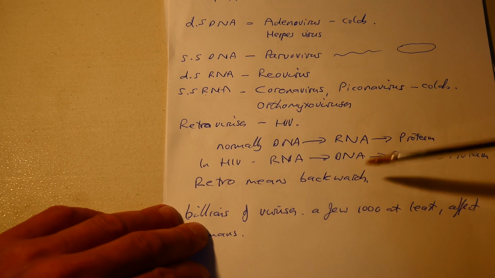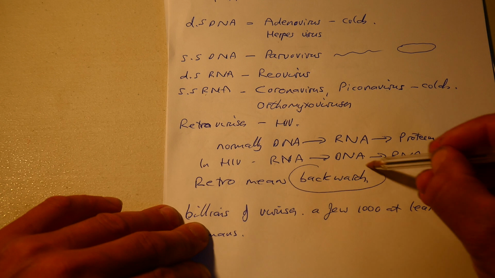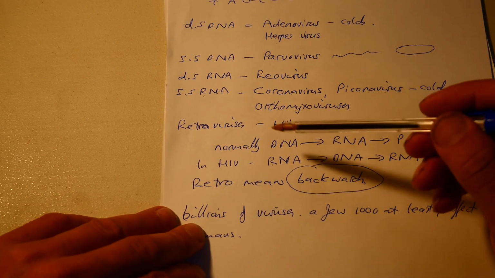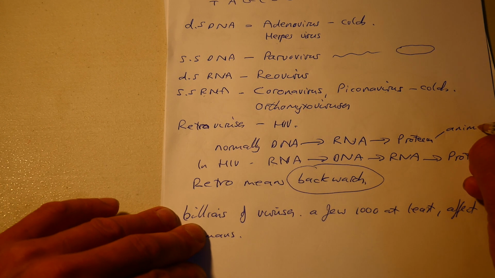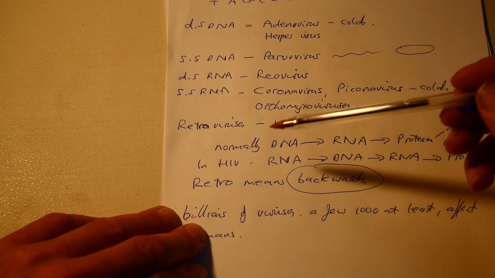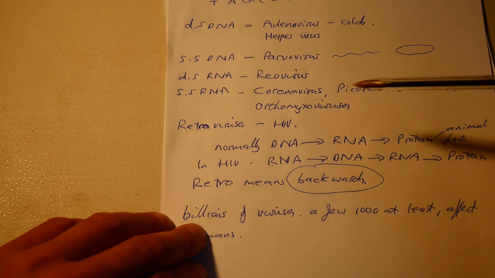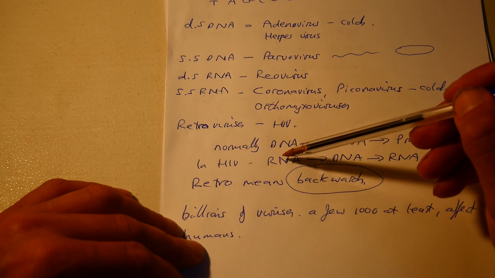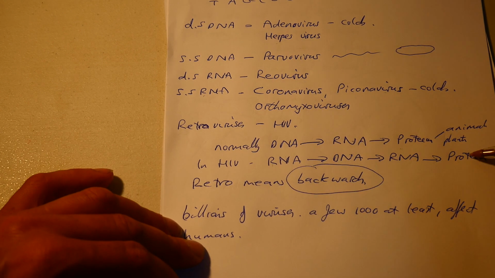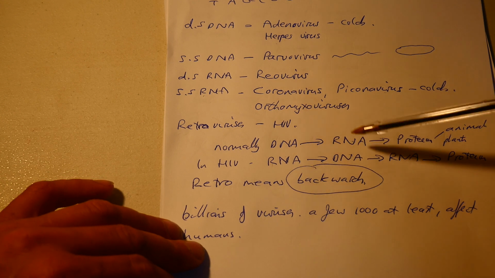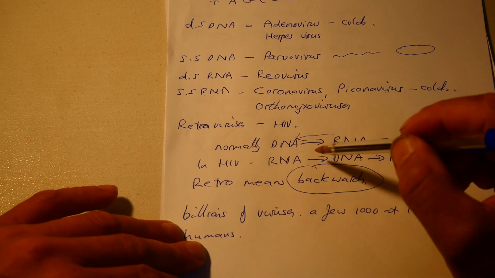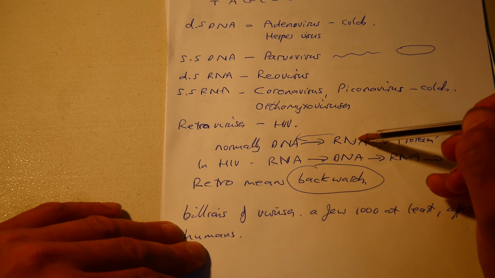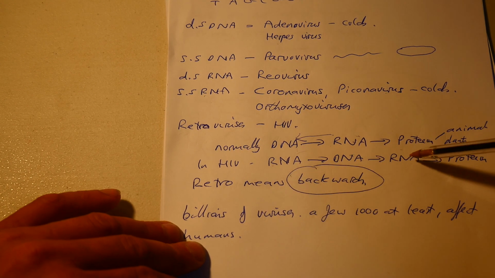Retro means backwards. Normally DNA is made into RNA, which is made into the proteins in animals and plants and bacteria. But in HIV, RNA is turned into DNA first, then back to RNA, and then proteins. That's why it's called retro, because this process is reversed in HIV and retroviruses. RNA has to be turned into DNA first before it's then turned into RNA and protein.